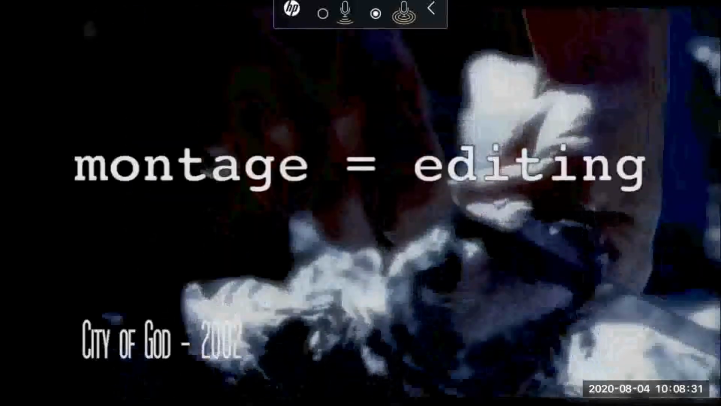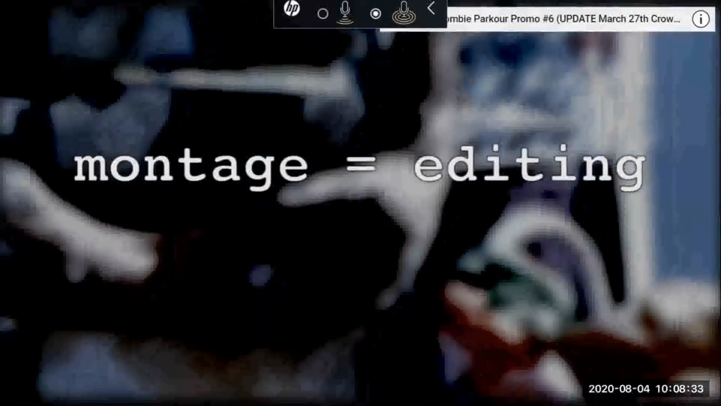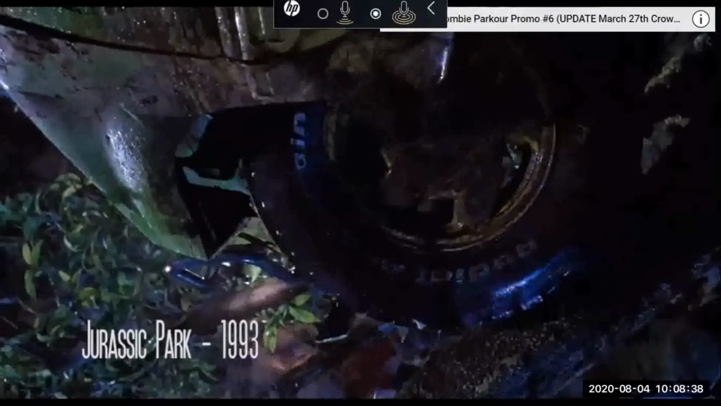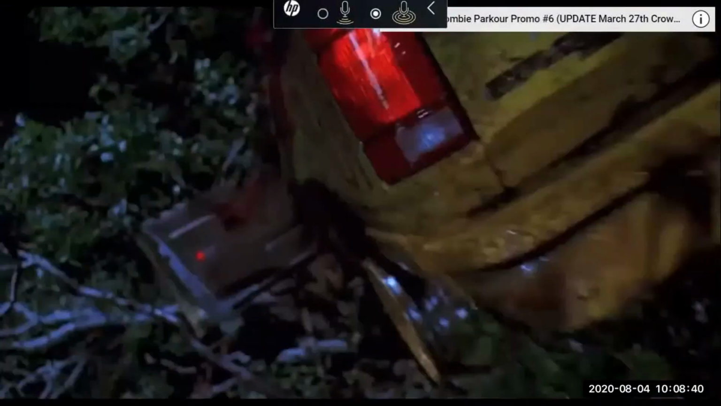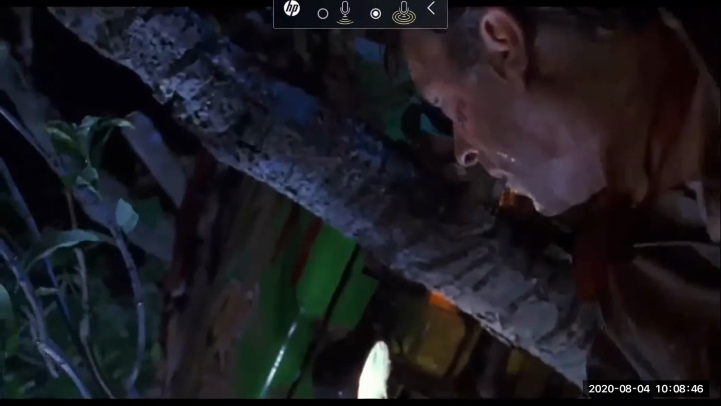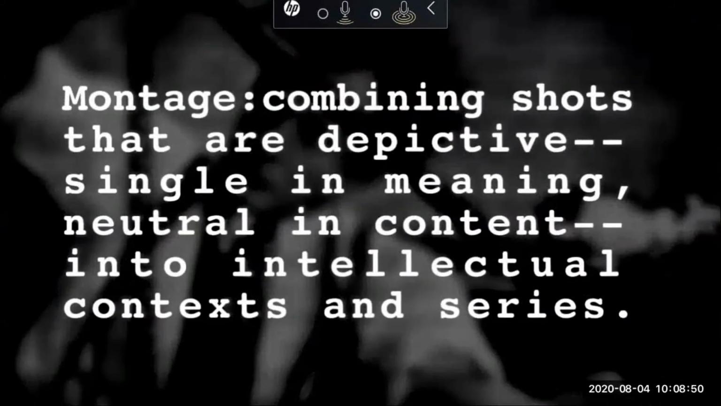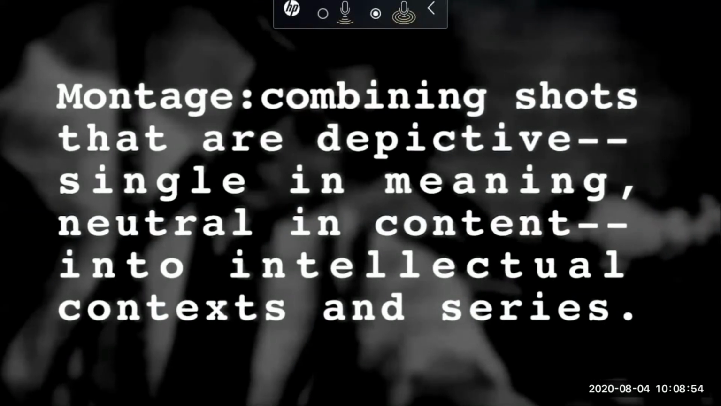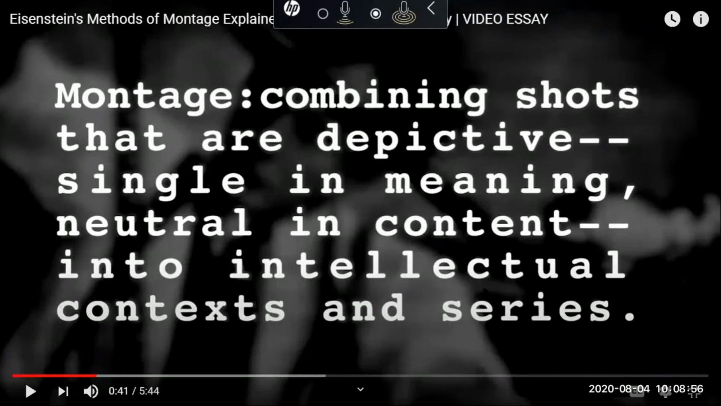Since the word montage has come to mean any edited sequence, it's important to note that while all montage contains editing, not all editing is true montage with a capital M. If the cut simply shows us another physical angle of the scene, coverage as it is commonly known, this is not montage in the Soviet sense of the word. According to Eisenstein, montage was combining shots that are depictive, single in meaning, neutral in content, into intellectual contexts and series.